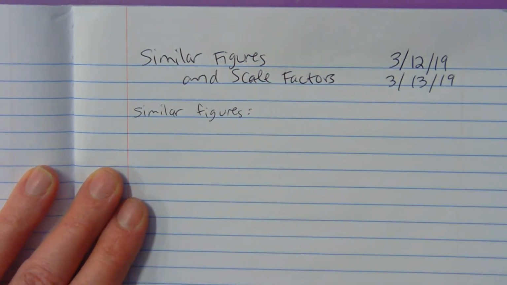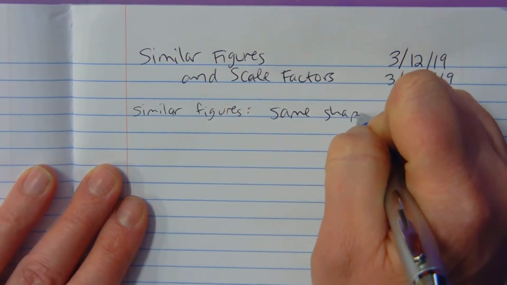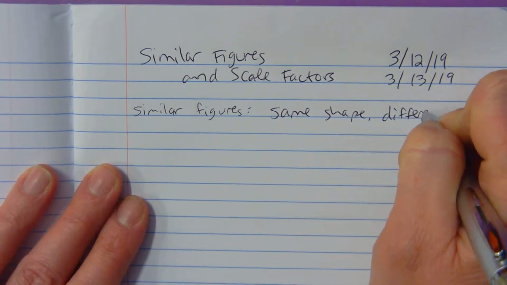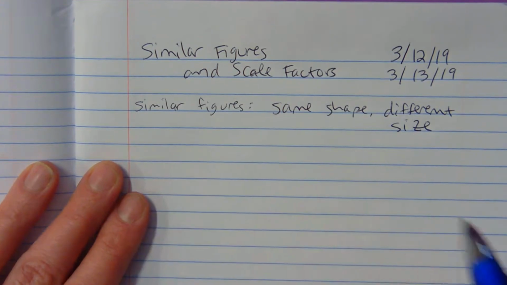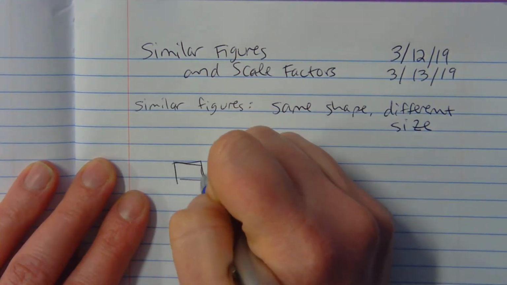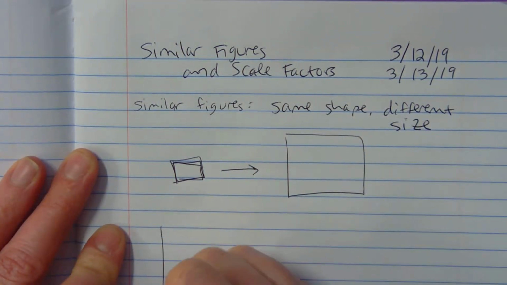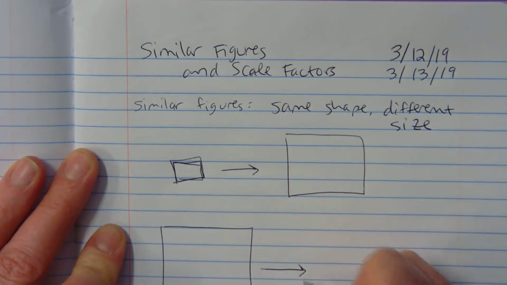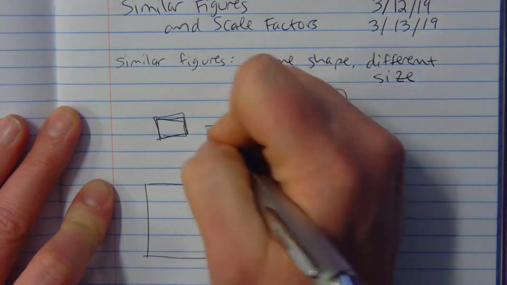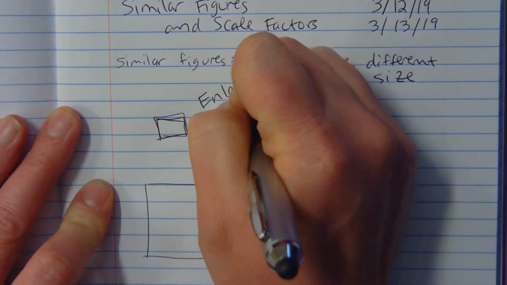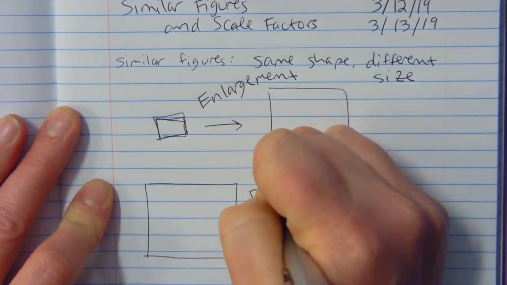we wrote this definition before. Similar means they're the same shape, but they're different size. And so we have two ways that we can go. We can go from being small, pretend that's a nice shape, and then we can get bigger. Or we can get from bigger and we get smaller. So we can go bigger. If we go bigger, then we are doing an enlargement. And if we get bigger to smaller, then we're doing a reduction.